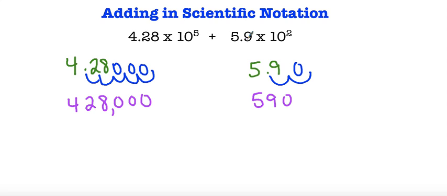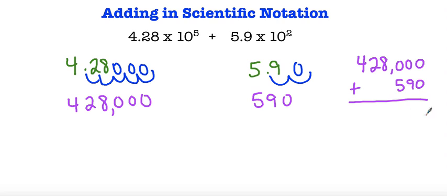So now that I've converted these two into standard form, I could simply add as I normally would. So I'm going to do that over here on the side. So I have 428,000 plus 590, and I would just add that as I normally would. In this case, this problem is very, very easy.